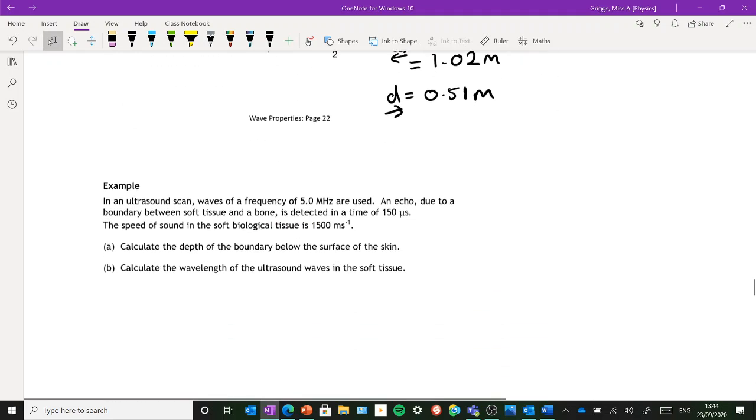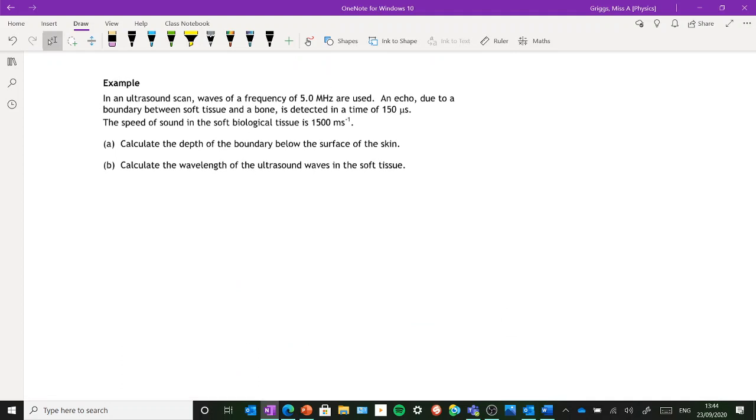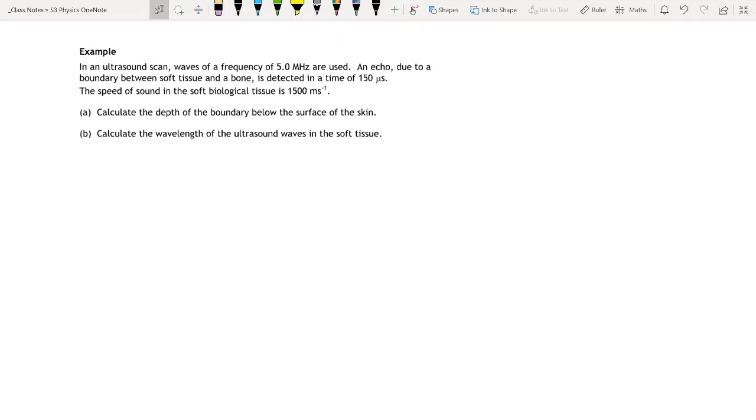Okay, so example. In an ultrasound scan, waves of a frequency of 5 megahertz, so that's 5 times 10 to the 6 hertz, 5 million, are used. An echo, due to the boundary between soft tissue and a bone, is detected in a time of 150 microseconds. So that's times 10 to the minus 6. See how important these prefixes are? Because they'll keep coming up again and again. The speed of sound in soft biological tissue is 1,500 meters per second. So this is an ultrasound scan, probably of a baby.